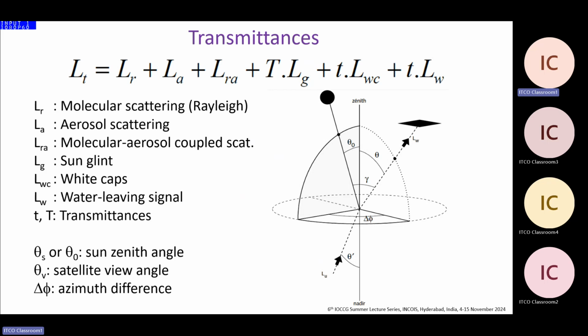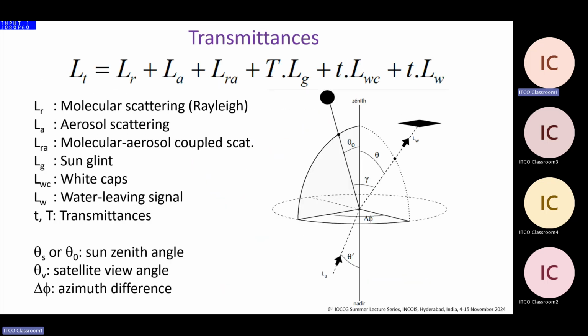Another thing which we didn't look at so far are these transmittances, so the big T and the small t. So again, the capital T, direct transmittance, that's mostly for the sun glint because it's a very directional and some sort of collimated signal. And the small t, well, diffuse transmittance, to express how a diffuse signal, that the water-leaving radiance, is transmitted through the atmosphere. Same thing for the whitecaps. Okay.